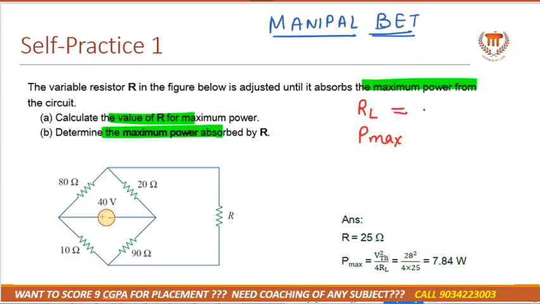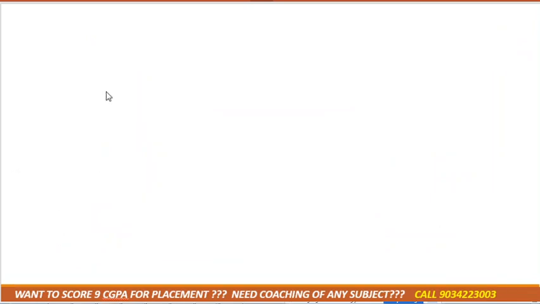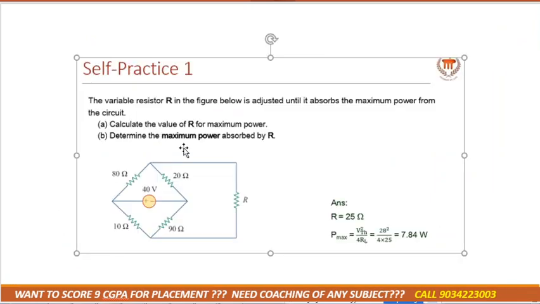So as you know that RL is equal to RTH, correct? And maximum power formula is VTH square divided by 4RL. So in short, we need to calculate two things. One, we need to calculate RTH, another we need to calculate VTH. Similar to the thing which we have done in the Thevenin. Okay, clear? So first of all, we'll try to calculate VTH.